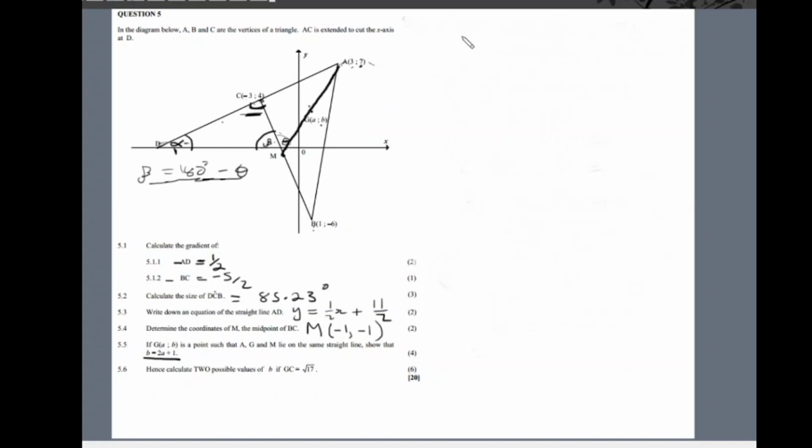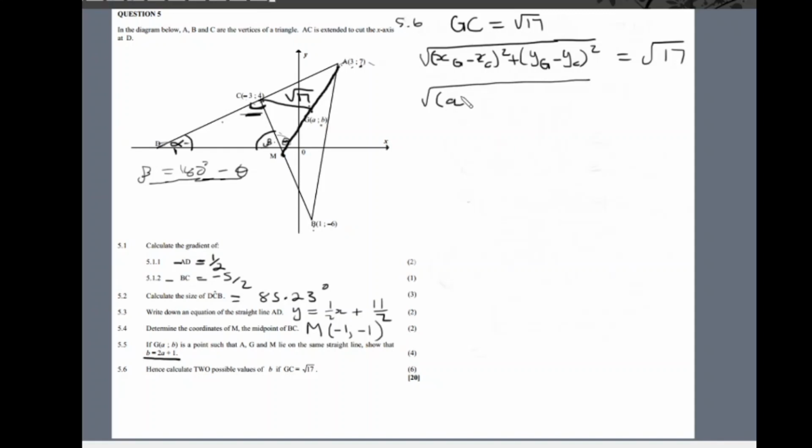So I've got 5.6, hence calculate two possible values of b if GC is equal to the square root of 17, right? So GC is that line connecting G and C. So GC is this line, right? And then they tell us the length of this line. They tell us the length of GC is the square root of 17, right? So we know GC is equal to the square root of 17, right?